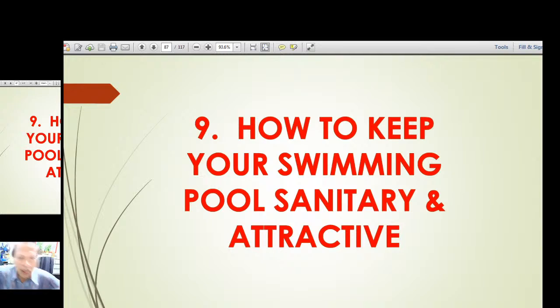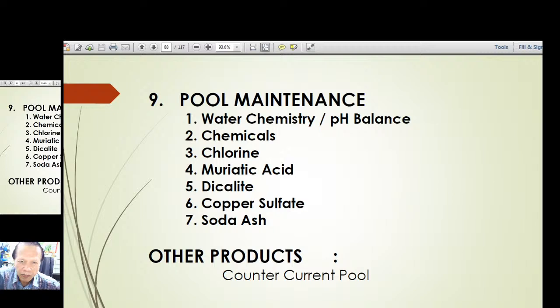So now we are on how to keep your swimming pool sanitary and attractive. This is number 9 already: pool maintenance. In pool maintenance, you have the water chemistry, the pH balance, the acidity of the water. Then the chemicals: your chlorine, your muriatic acid, decalite, copper sulfate, soda ash. Other products, counter current pool.